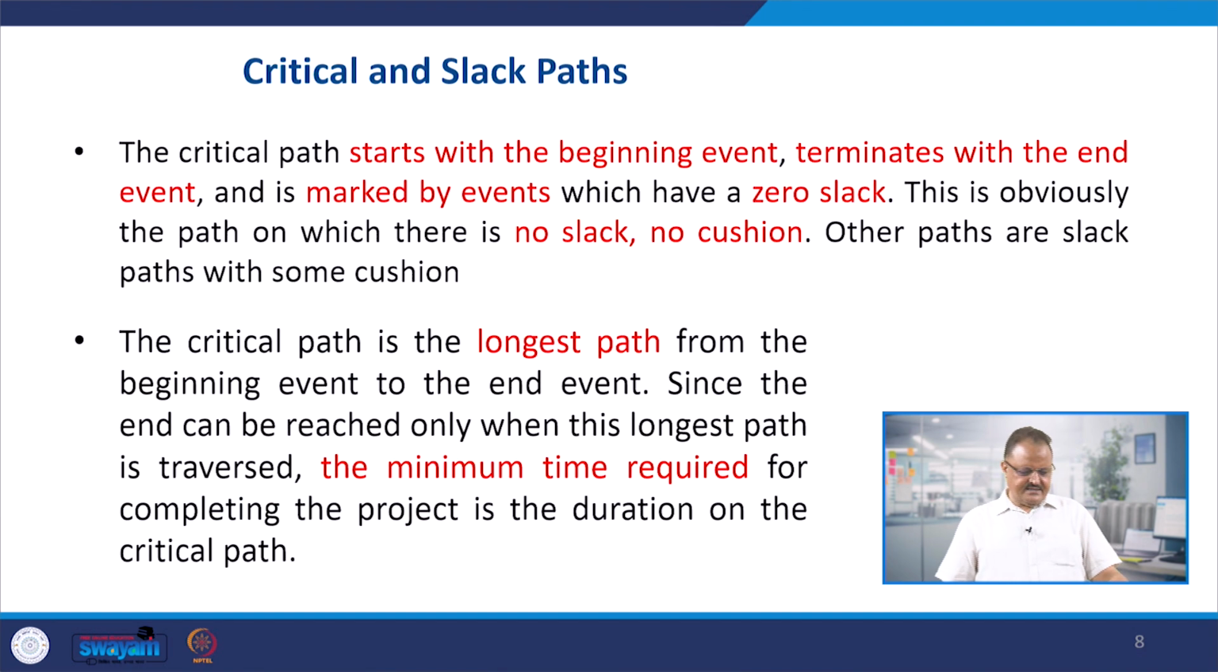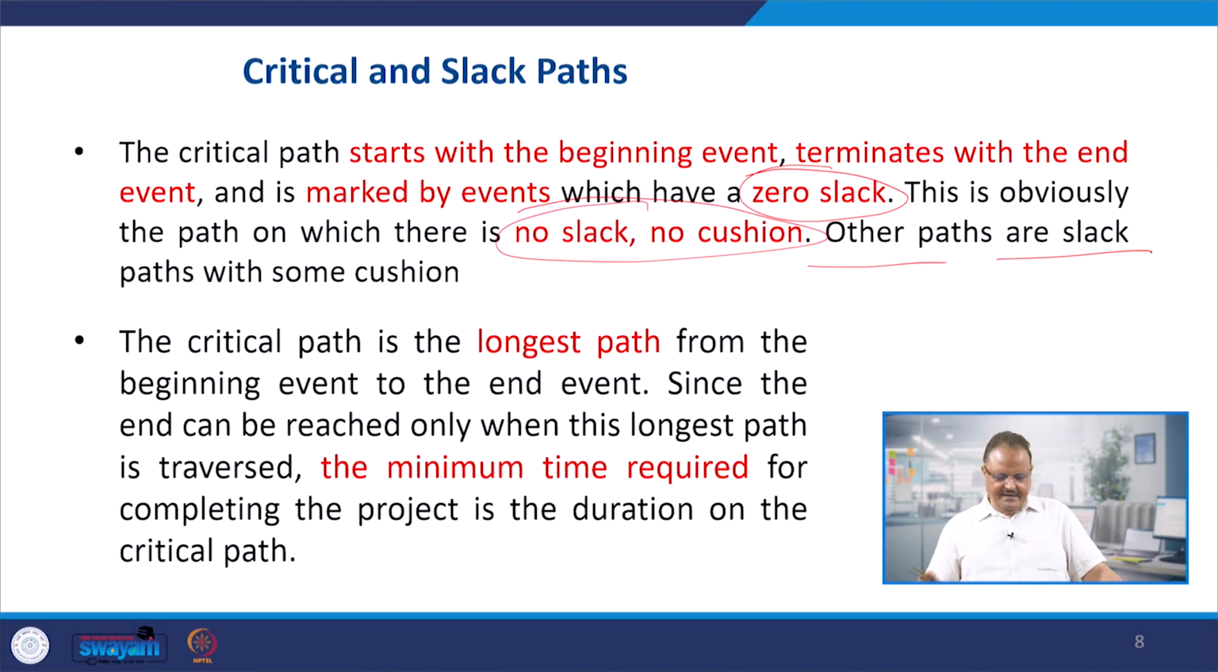So now, critical and slack paths. The critical path starts with the beginning event, terminates with the end event, and is marked by events which have zero slack. Understand it very clearly. This is obviously the path on which there is no slack, no cushion. Other paths are slack paths with some cushion.